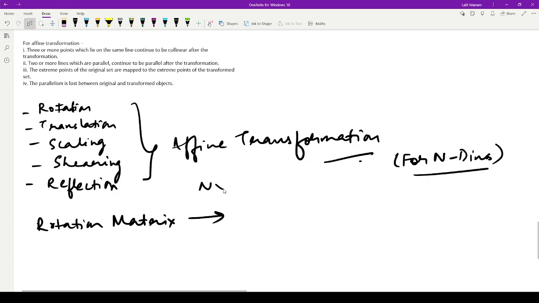n cross n or n plus 1 cross n plus 1 dimensions. You can write all these transformations in this n plus 1 cross n plus 1 form for an n dimension point out there. So we'll stick to n plus 1 cross n plus 1.